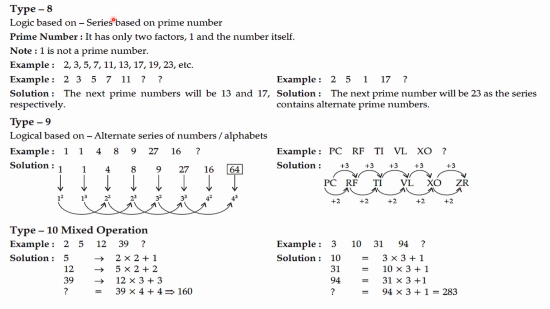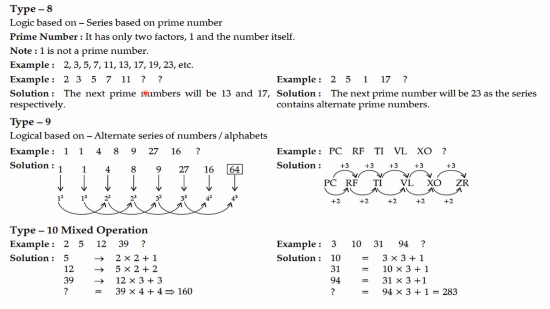Type 8: logic based on series of prime numbers. A prime number has only two factors, one and the number itself. 1 is not a prime number. The primes are 2, 3, 5, 7, 11, 13, 17, 19, 23, and so on.